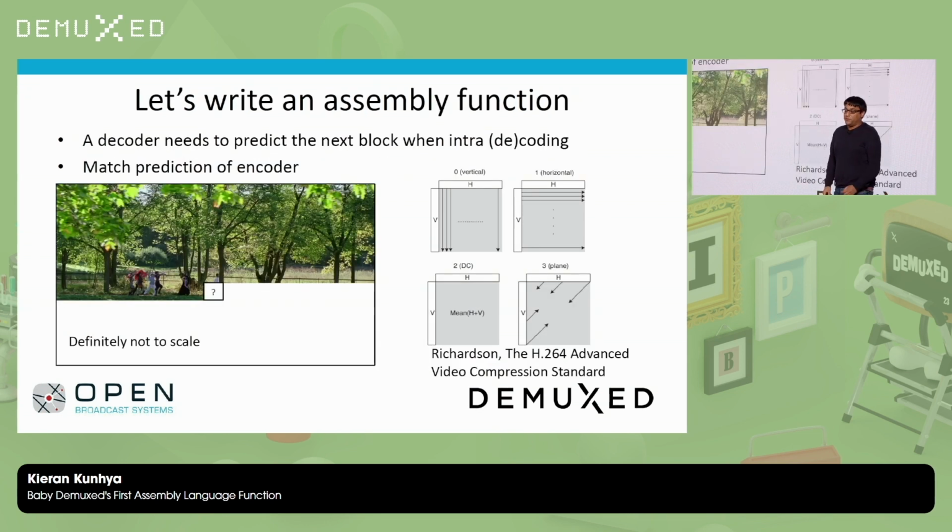So let's write an assembly function. This is intra-prediction, for those who aren't aware. A decoder needs to go and predict the next block before applying a residual. Likewise, an encoder needs to do this prediction. This is not to scale, but the encoder and decoder's job is to estimate what that region would be. There are various different ways of doing it, again from Richardson: take pixel data vertically, horizontally, DC, which is a fancy word for average, or plane.